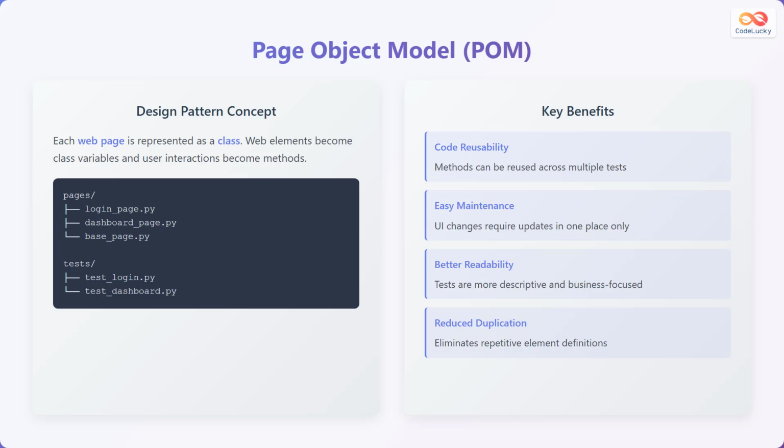POM offers 4 key benefits. Code reusability allows methods to be shared across multiple tests. Easy maintenance means UI changes require updates in only one place. Better readability makes tests more descriptive and business-focused, and reduced duplication eliminates repetitive element definitions. This pattern is essential for scalable automation frameworks and is frequently discussed in interviews.